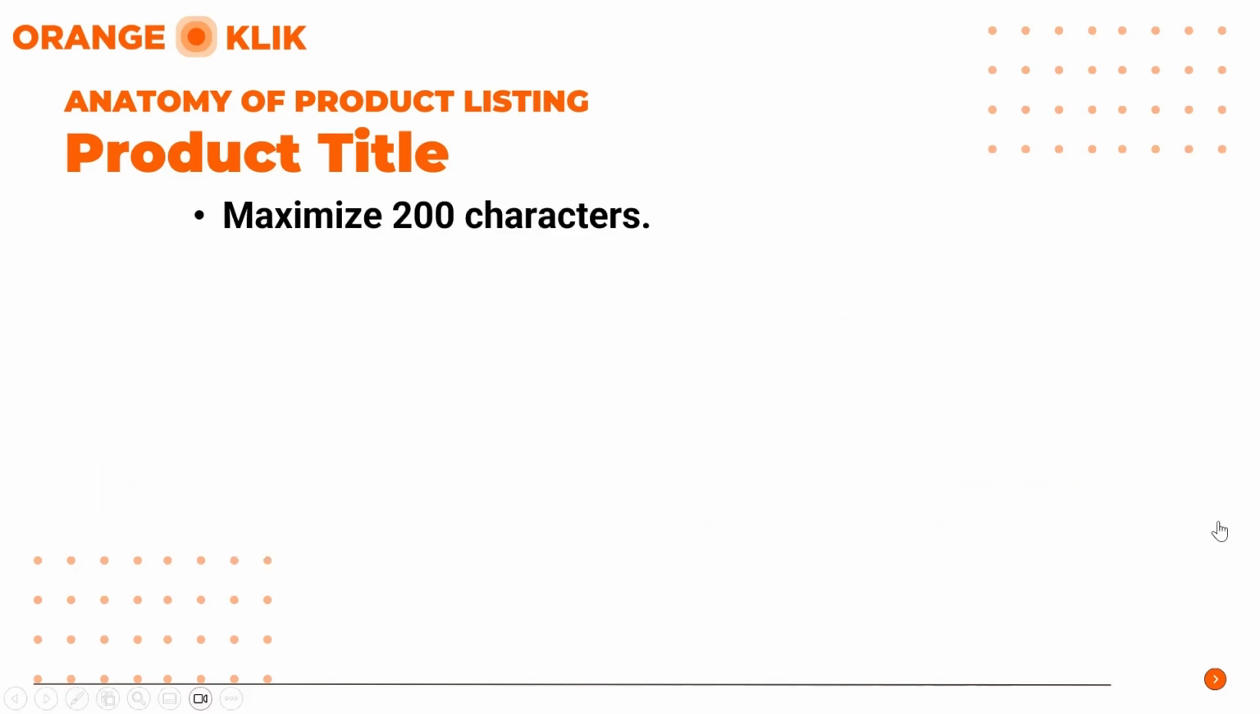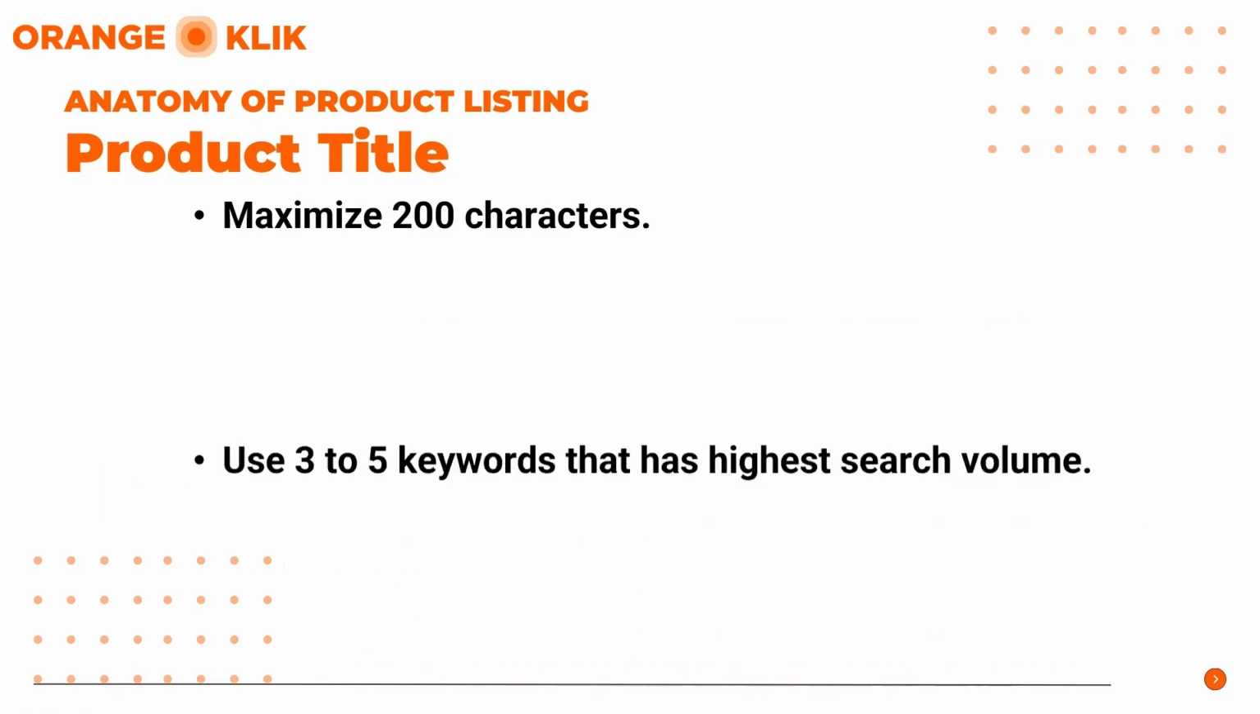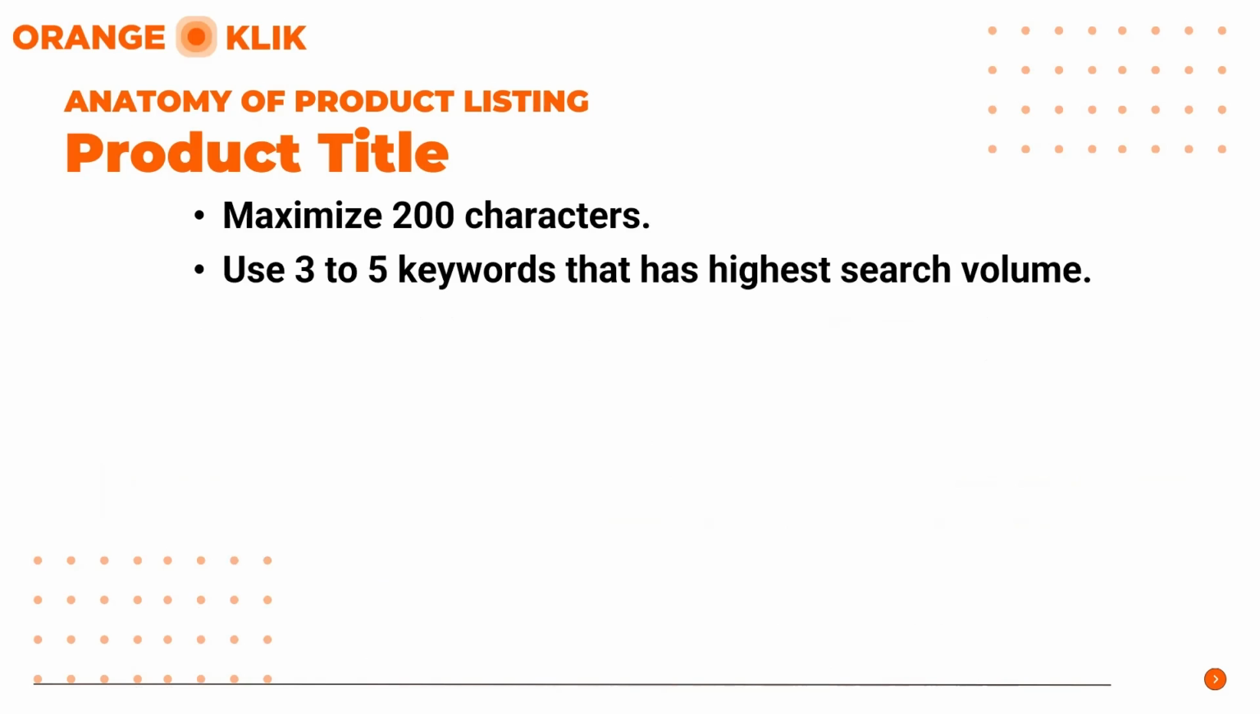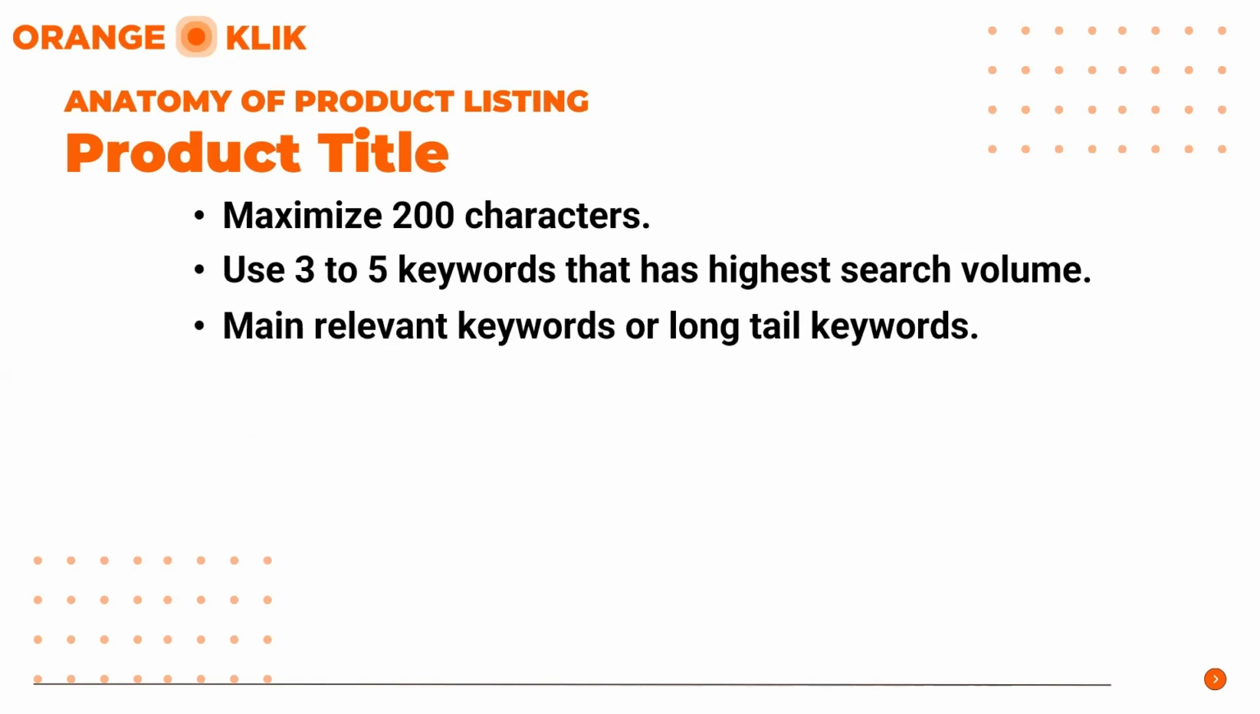You should maximize the 200 character limit and use the top 3 to 5 keywords that have the highest search volume. These keywords should be in your title and in your main benefits of your product. May it be the main keyword, seed keyword, or long tail keywords, bearing in mind that these long tail keywords should also have the right amount of search volume and relevancy to your product.